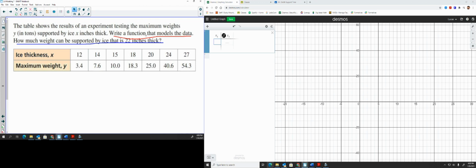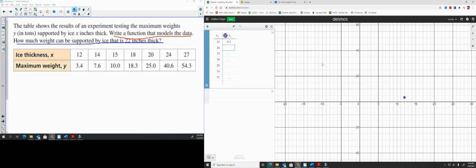So first, let's write a function. We're going to use Desmos to help us do this, just like we did in the last chapter. So what I need to do first is take all of this data from this table on the left side of the screen and put it in a table in Desmos. So I'm going to hit this plus button. I'm going to get my table just like before, and I'm going to put all these data points in. So I have 12, 14, 15, 18, 20, 24, and 27. There's all my x's and my y's.